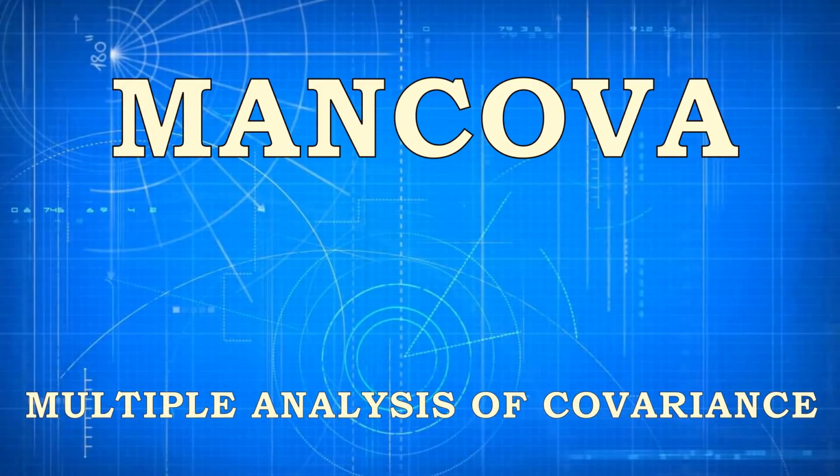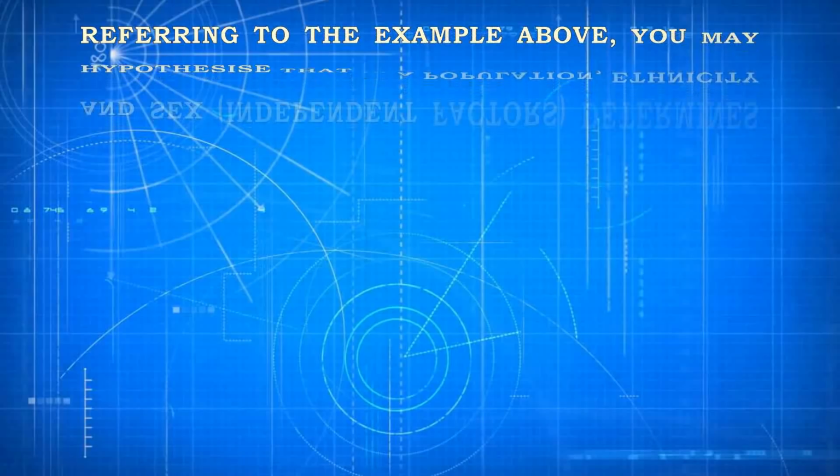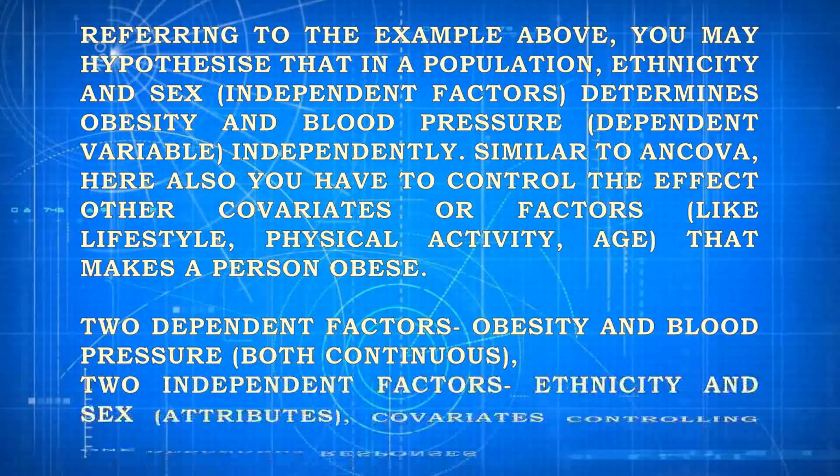Now, coming to the last one, which is called MANCOVA or multiple analysis of covariance. Say for example, if you want to see the effect of ethnicity and sex on obesity and blood pressure after controlling the covariates. So, in ANCOVA, we are trying to see the effect of one attribute, that is ethnicity, on obesity and blood pressure, but here we are trying to see the effect of ethnicity and sex on obesity and blood pressure after controlling the covariates, and in such case we apply MANCOVA or multiple analysis of covariance.